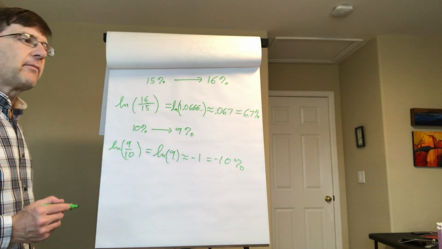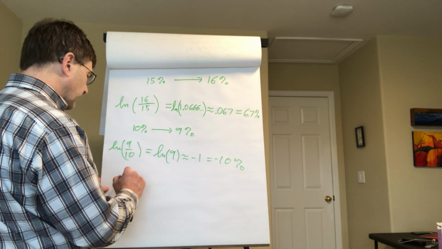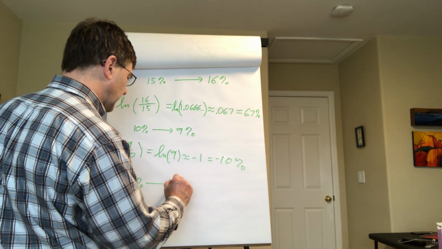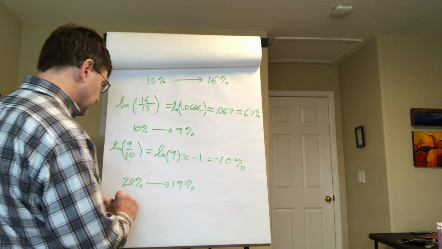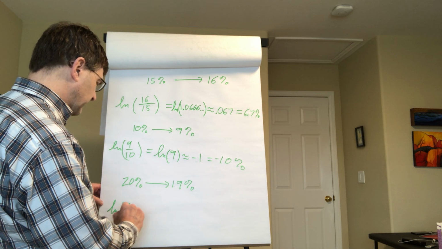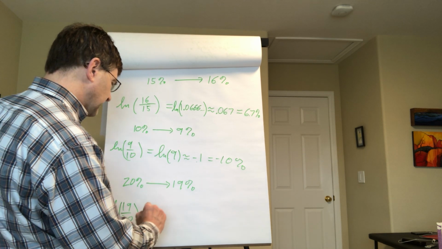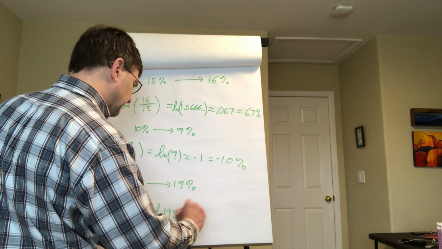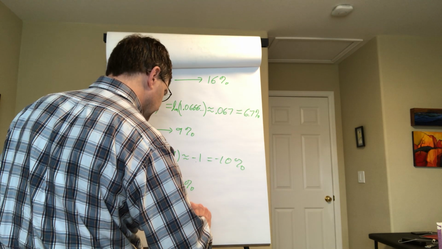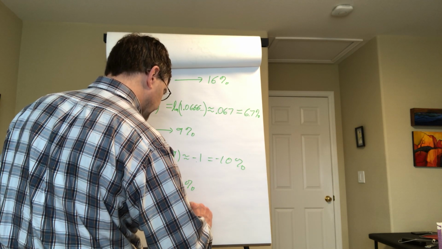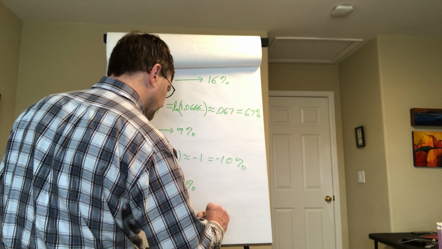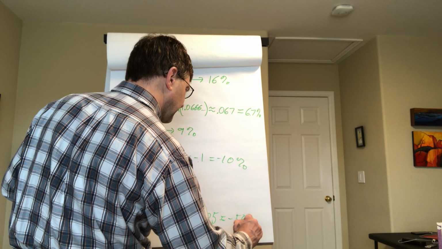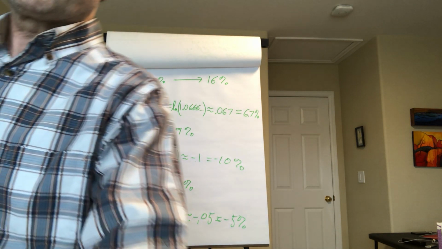Okay, maybe one more example. Let's do 20% to 19%. So we take log of 19/20. That's equal to log of 0.95. 0.95 is a 5% reduction from 1, or if we just literally evaluate the logarithm, it's approximately minus 0.05, which equals minus 5%. Okay, so I think those examples will help you.